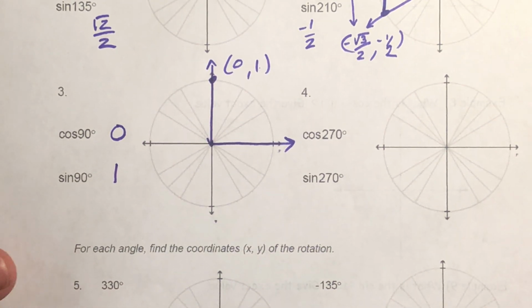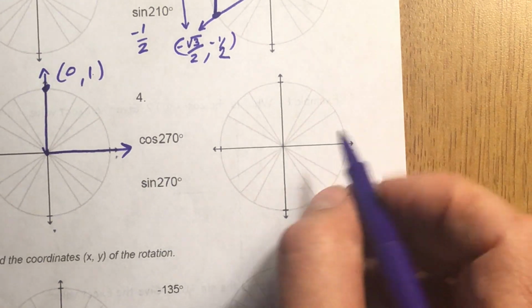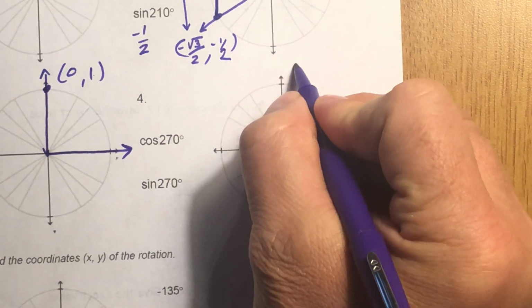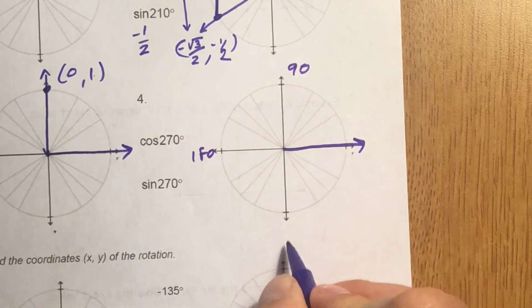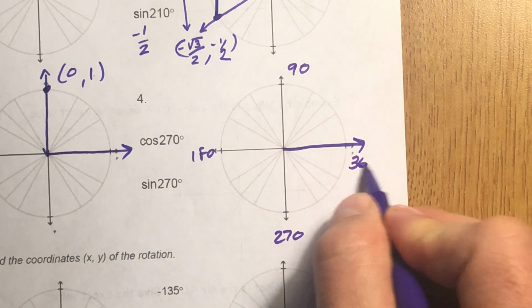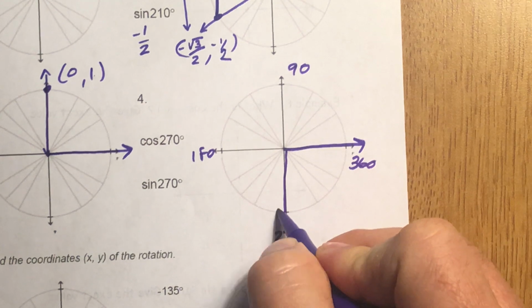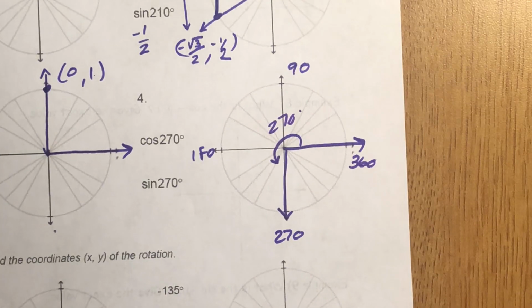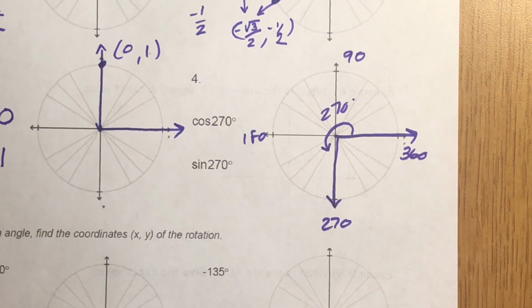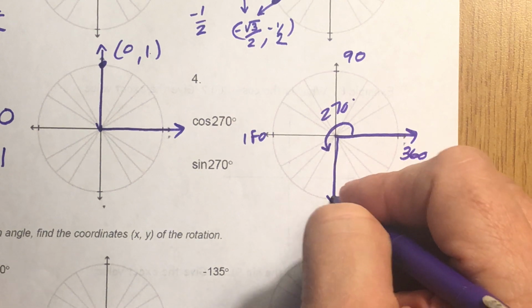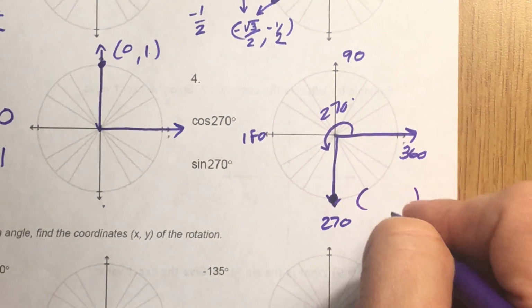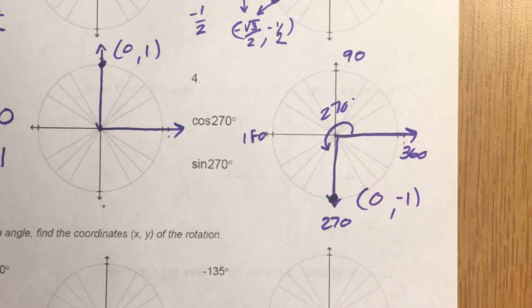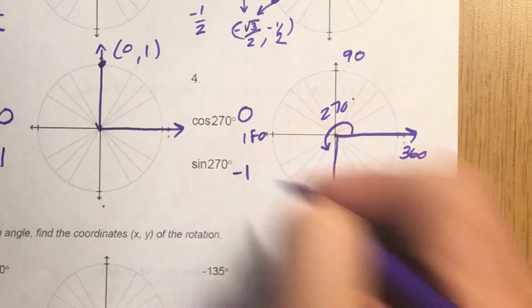Okay, easy. Number 4, cosine of 270. All right, you guys, four of these angles you should know pretty well right off the bat: 90, 180, 270, and 360, right? So 270 is that angle right there. All right, 270 degrees. This point we're looking at right there has ordered pair of 0, comma, -1. So cosine is 0, the sine is -1.